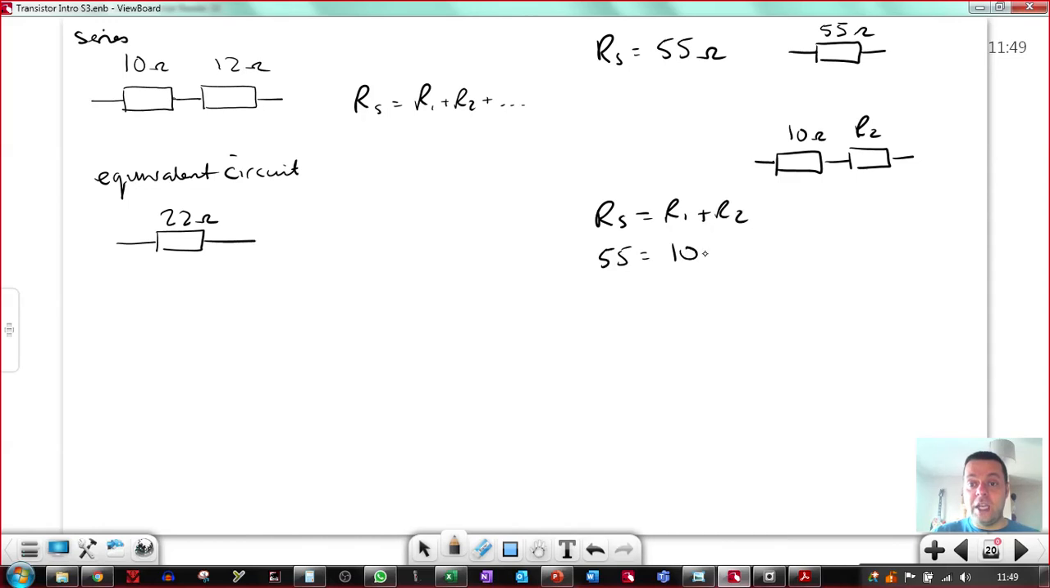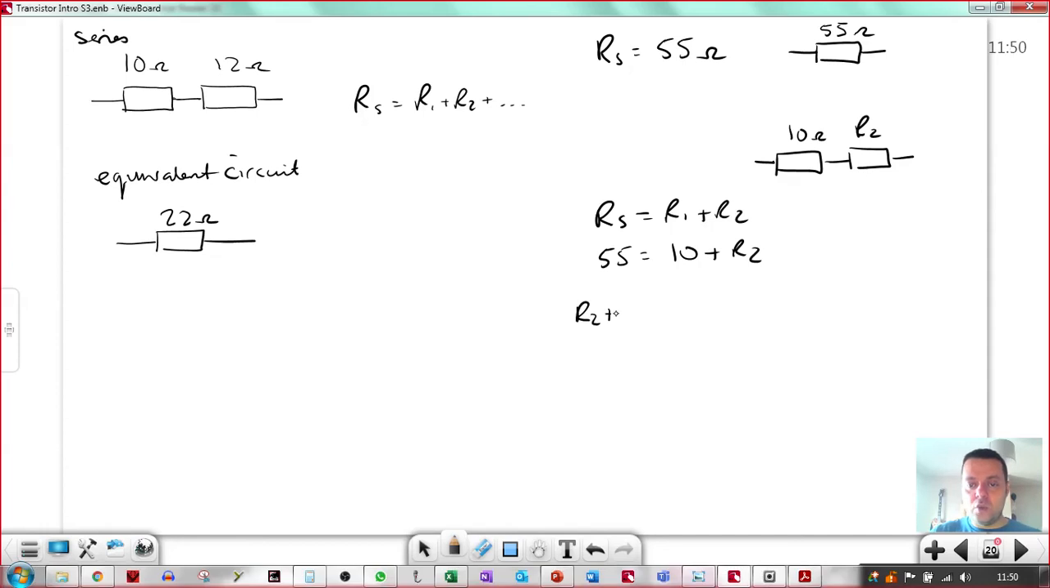55 equals 10 plus something. So hopefully you can see that something plus 10 must be 45. But how would you prove it mathematically? You move that 10 over the other side. So you could rearrange this equation: R2 plus 10 equals 55, and move the 10 over.